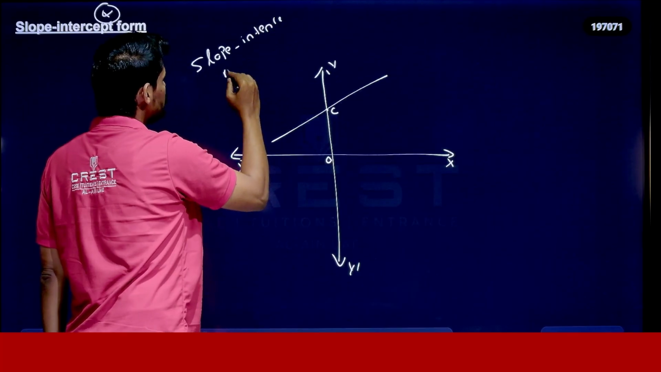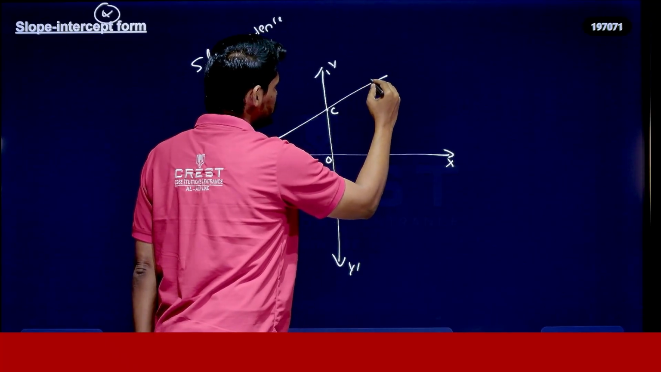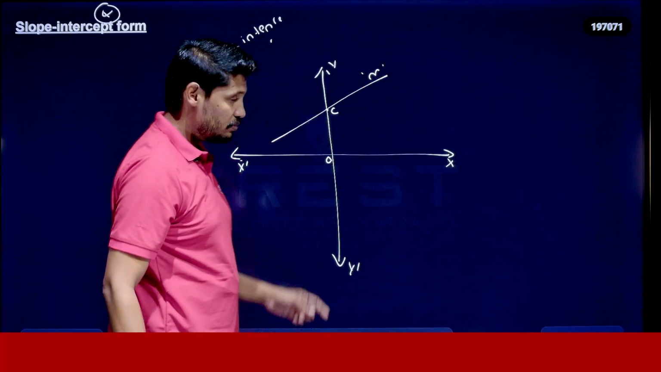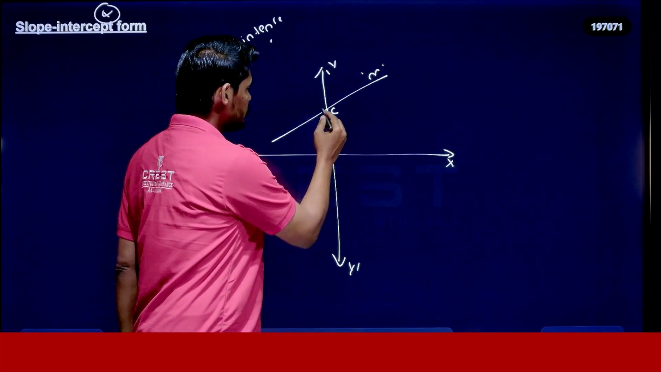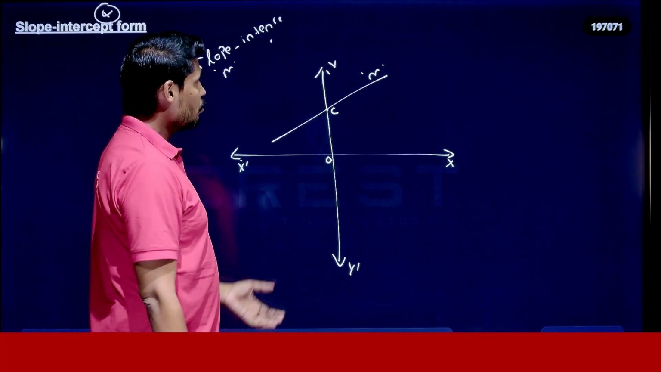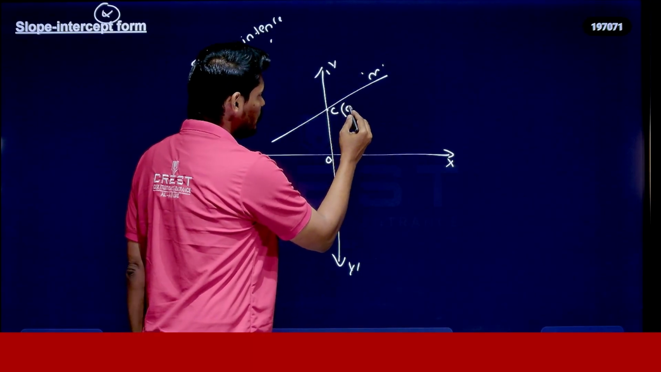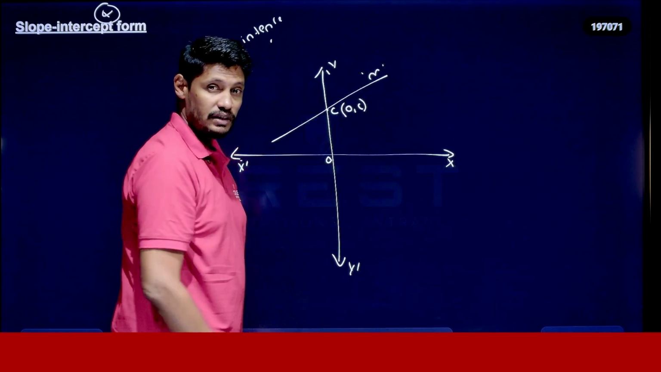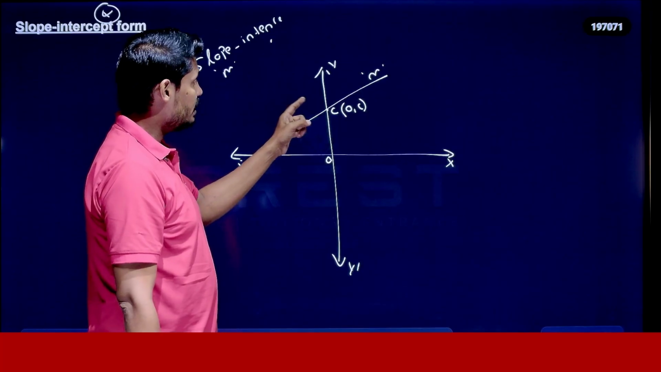Slope is m and suppose the intercept is C. We know the slope is given, slope is m, and we know the intercept. Intercept means here we are discussing about y-intercept. Y-intercept is given, it is C. So what is the equation? Actually this is the point 0 comma C. Because why is it 0 comma C? Because it is on the y-axis. On the y-axis, x coordinate is always 0.